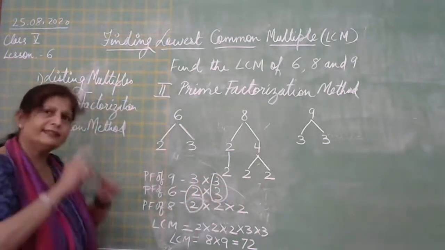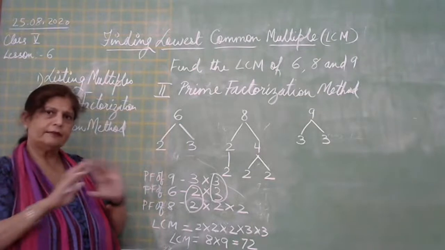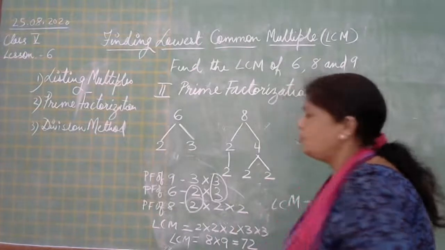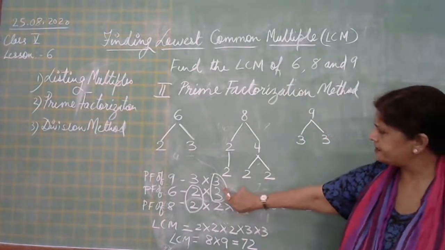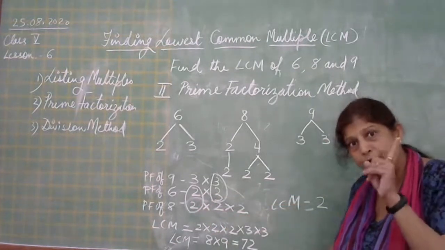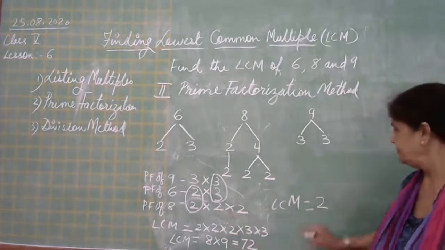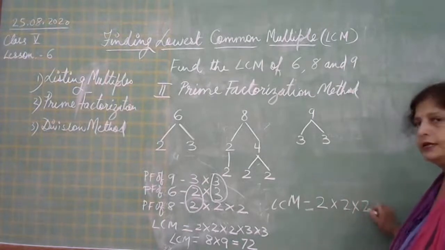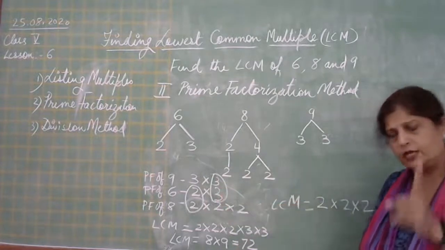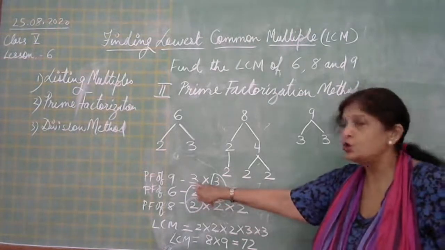Now wherever you have encircled, from that you will take only 1 in the LCM. So you write LCM is equal to, from this number we will take 1. Only 1 you will take. How many other 2's are left? This and this. These we will take. Clear? And out from this we will take 1 3. This is common. We will take 1. How many are outside? 1.